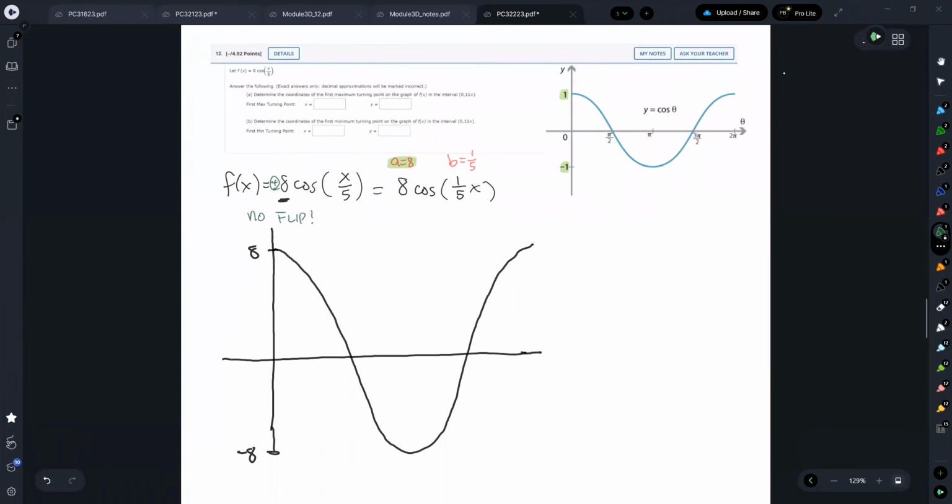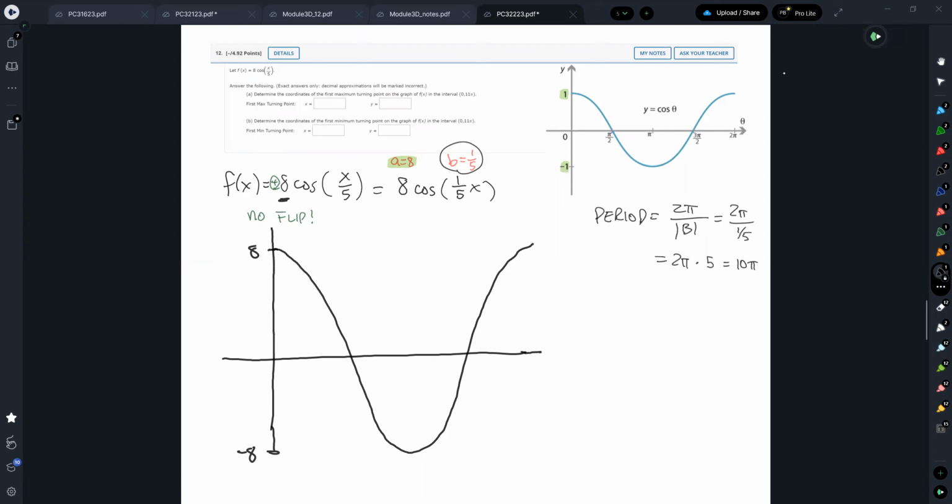So the period for this function is 2 pi over b. Right. In this case, the b value is 1/5. Right. So if we do keep, change, flip: 2 pi, change the division to multiplication, and then flip the reciprocal. Right. So this ends up having a period of 10 pi. Right. So this is going to be 10 pi right here.